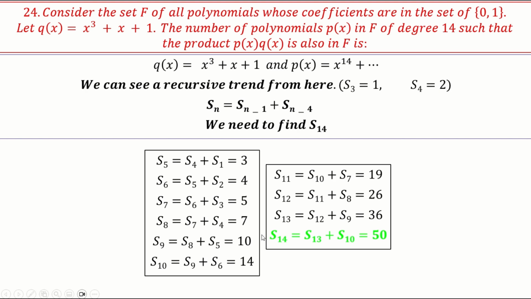This is where we get the minimum power of 14. Okay, P of x will have minimum degree 14. S13 plus S10. S13 is 36. S10 is 14. 36 plus 14, which is 50. So this is the recursive equation.